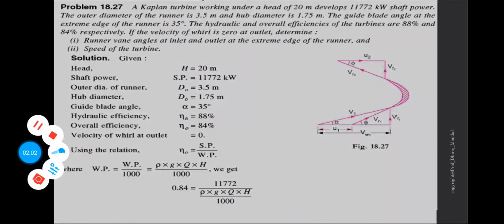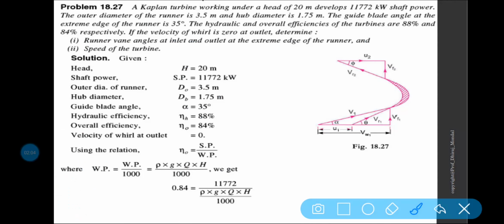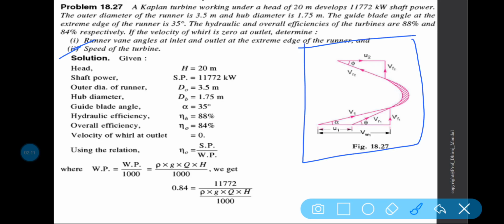Remember, if you want to find out the speed of the turbine and the runner vane angle, first of all see the velocity angle. After going through the problem, you have to draw the velocity diagram. If you can't understand the velocity diagram, then you are just gone. Go to the previous lecture to see how the velocity diagram is drawn, and go to the impact of jet chapter, because without knowing this you can't solve this problem.